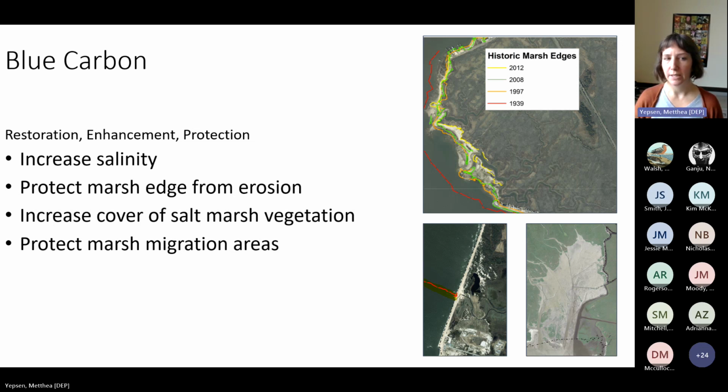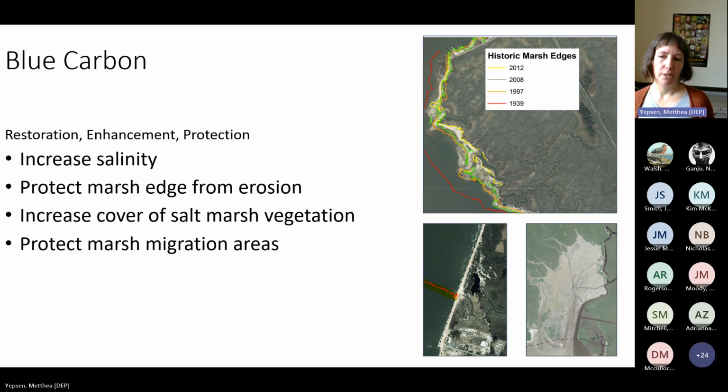The second one is protecting the marsh edge from erosion. So if you install a living shoreline in an area that has been eroding quickly, you protect that stored carbon from re-emission, and you protect the vegetated marsh edge so that it can continue to sequester carbon. And lastly, we have the protection of marsh migration areas. So marsh migration areas are places that are currently upland, but that as sea level rises, if they remain unobstructed and undeveloped, can become the marshes of the future.